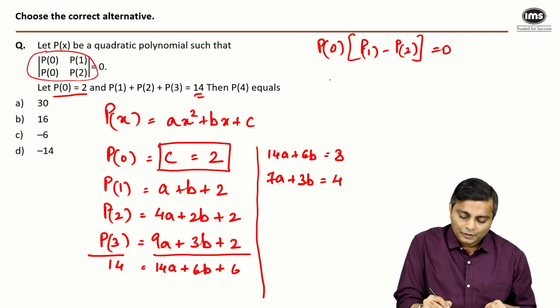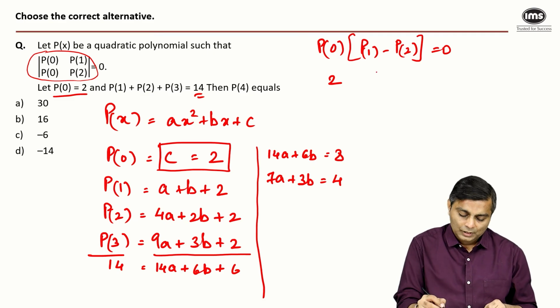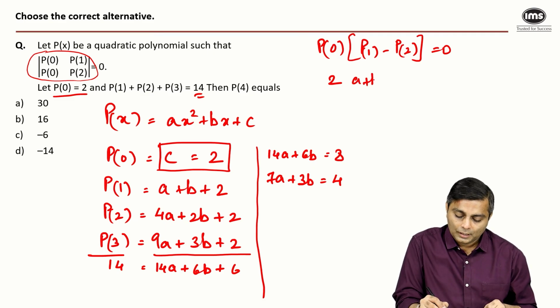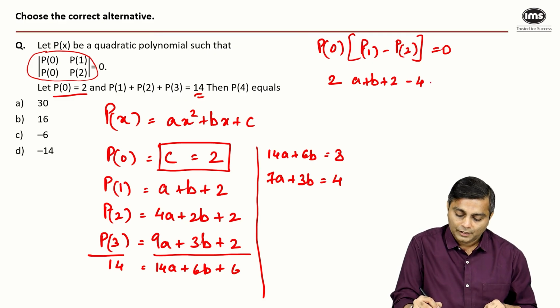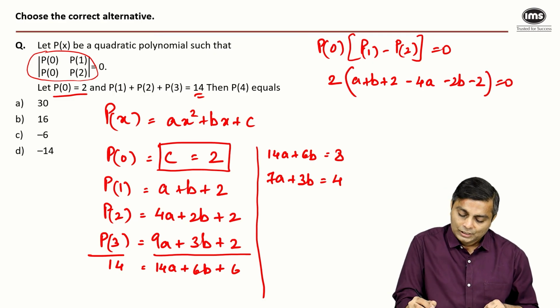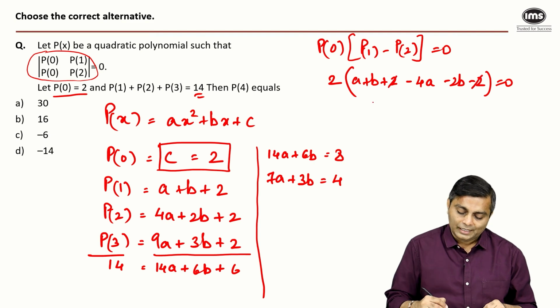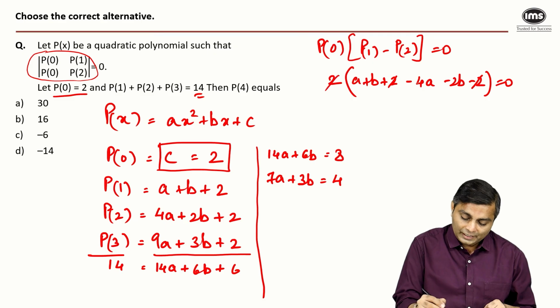P of 0 is what? We know 2. P of 1 is what? a plus b plus 2. Correct? So, a plus b plus 2 minus P of 2, which is minus 4a minus 2b minus 2. This whole thing is equal to 0. This is going to give us our next equation. So, 2 and 2 can cancel. a minus 4a is minus 3a. This 2 in fact can cancel with 0.